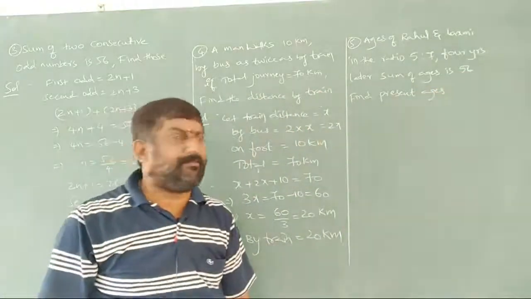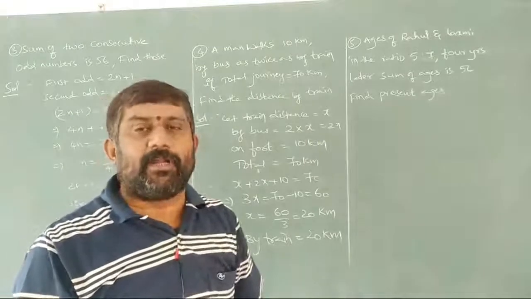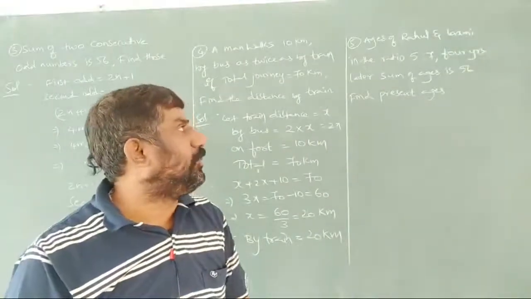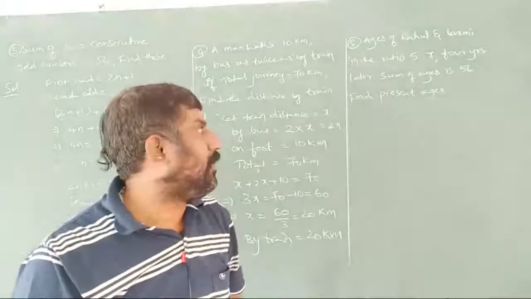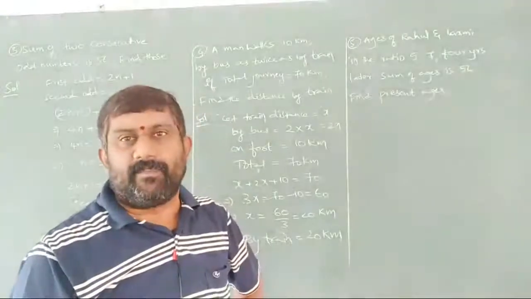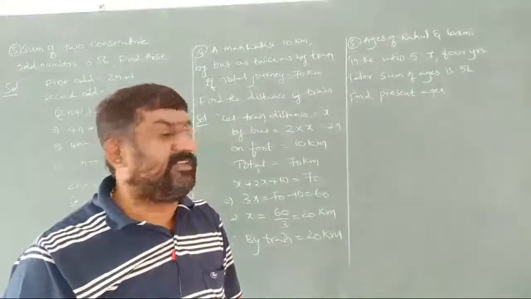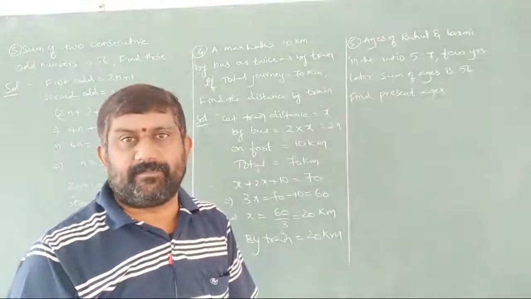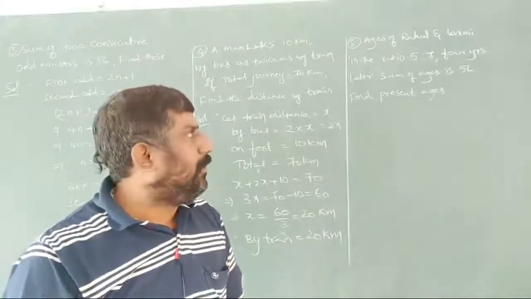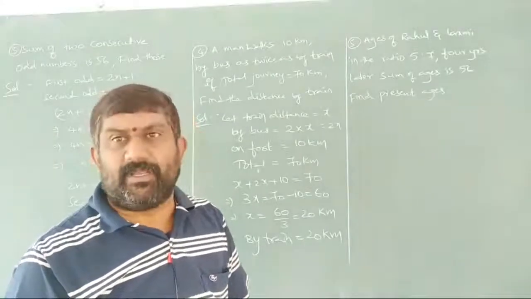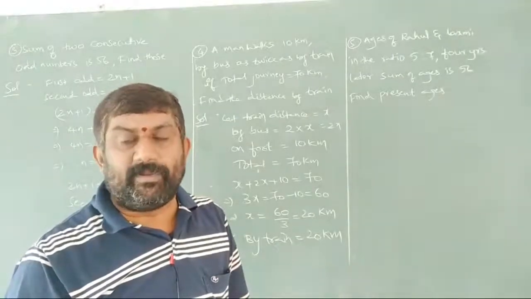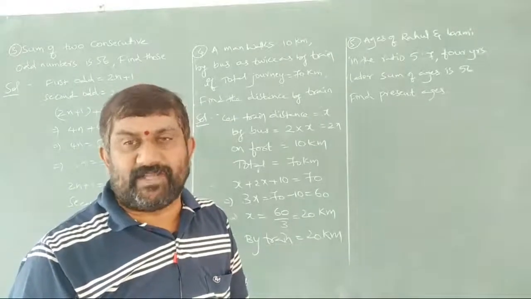What is the question given here? Ages of Rahul and Lakshmi are in the ratio 5:7. 4 years later, the sum of their ages is going to be 56. Find their present ages. Simple problem. What is given here? Rahul and Lakshmi are given here. Exactly we don't know their ages, but the ratio is given. How much is it? 5:7.